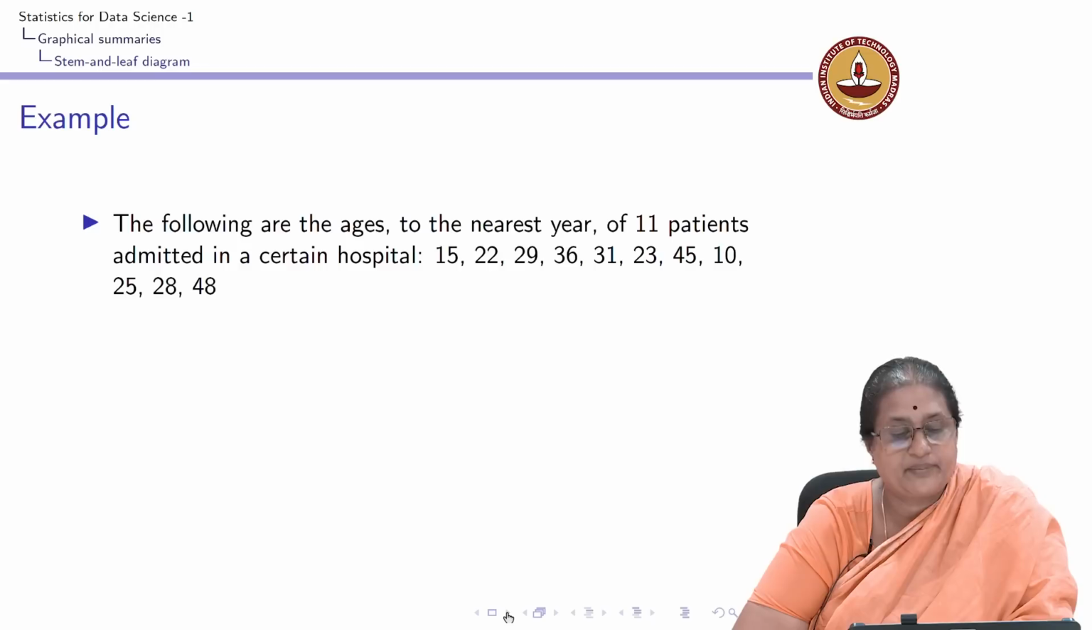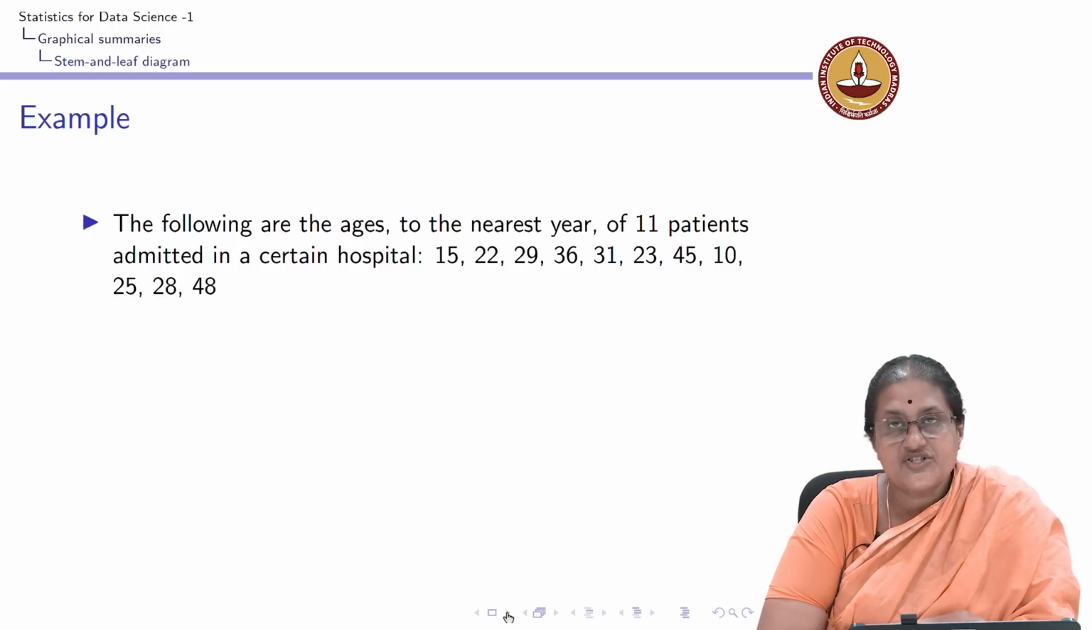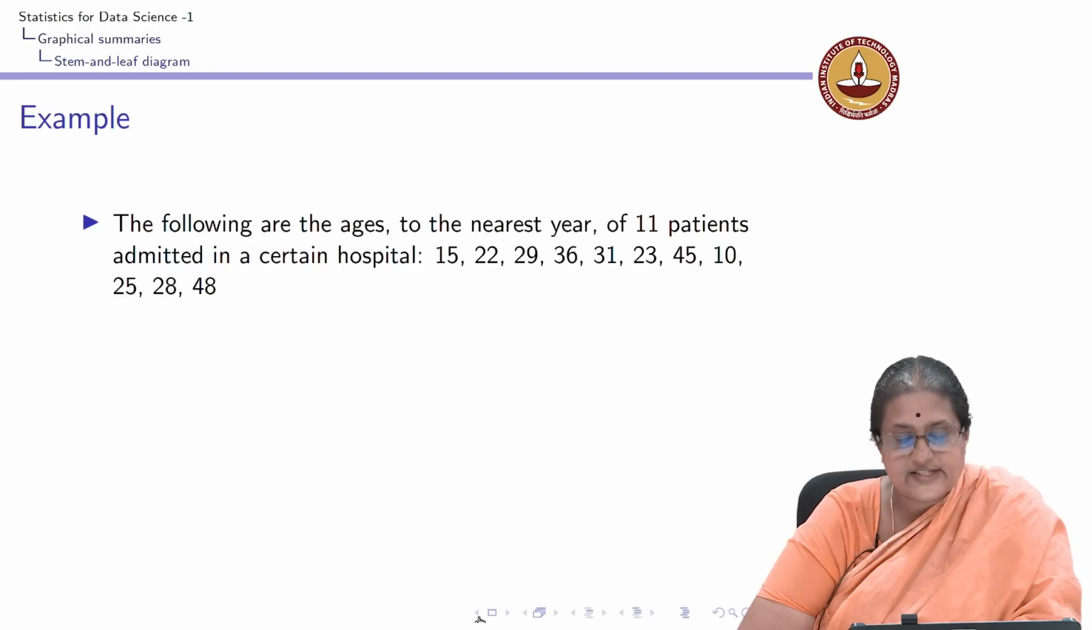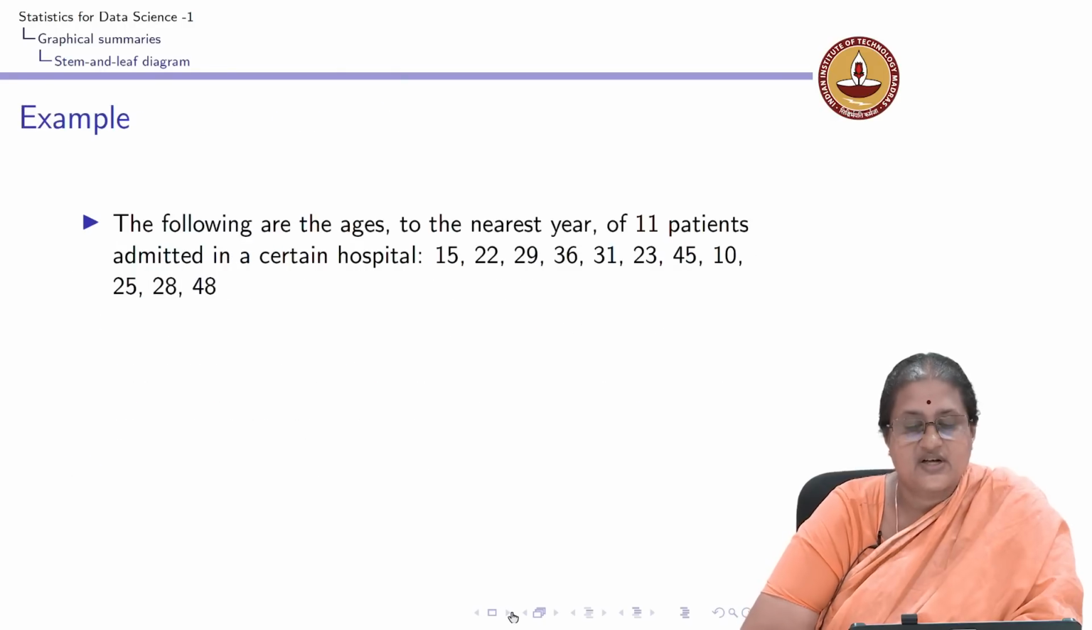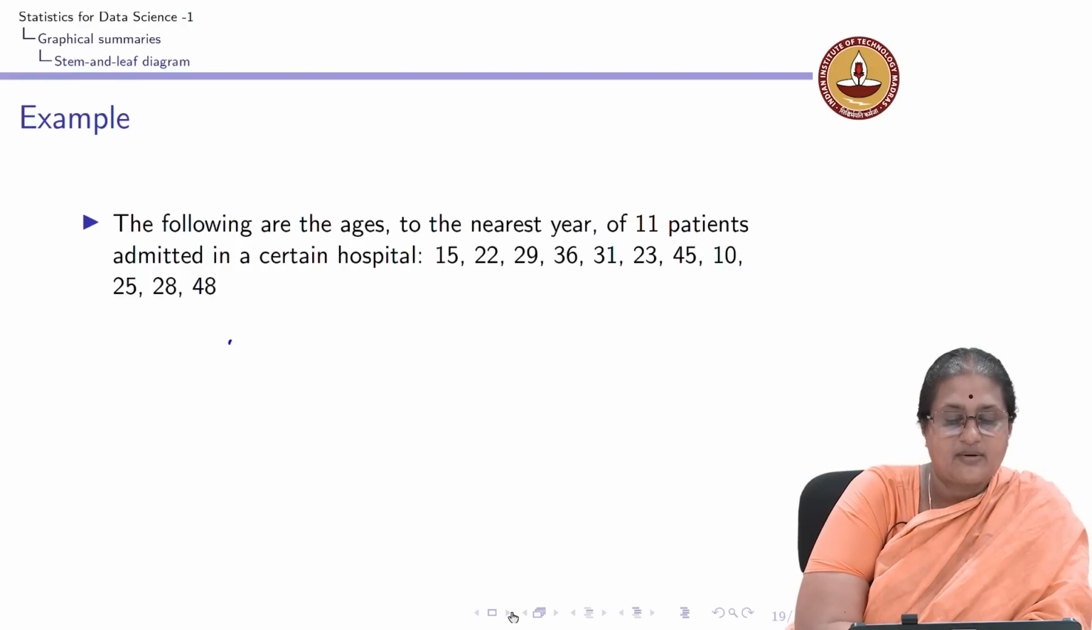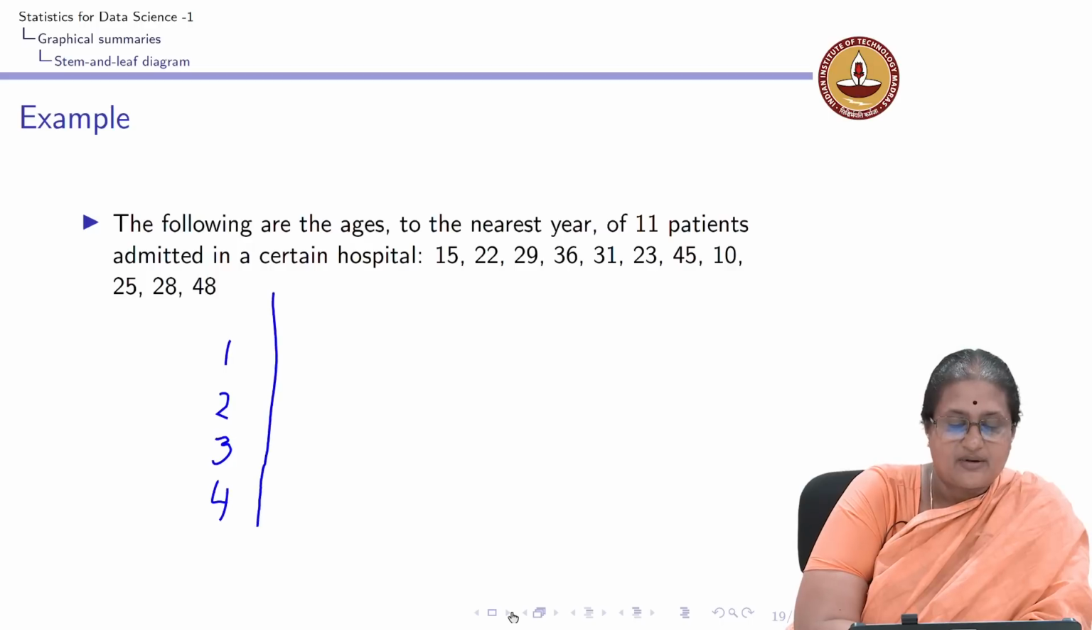We apply that to an example. I have the ages, to the nearest year, of 11 patients admitted to a certain hospital. The ages are 15, 22, 29, 36, 31, 23, 45, 10, 25, 28 and 48. So let's go back and see what the steps are. The first is to think of each observation as a stem and a leaf. Write the stems from smallest to largest. So the smallest stem is 1, then 2, 3 and 4. These are my stems.